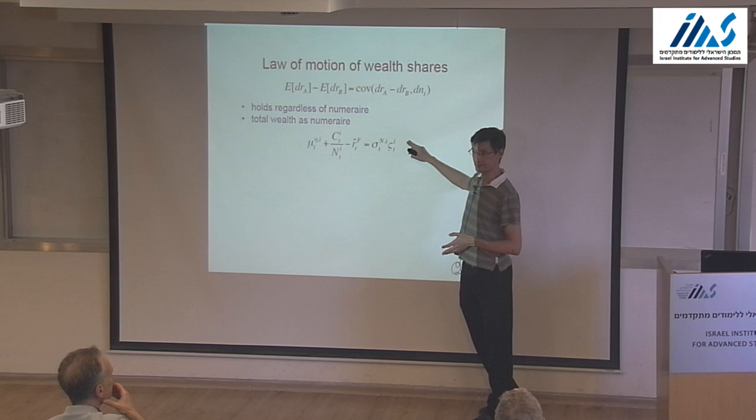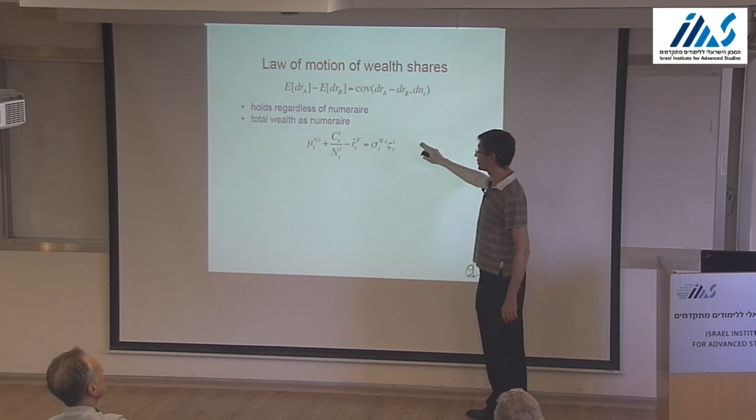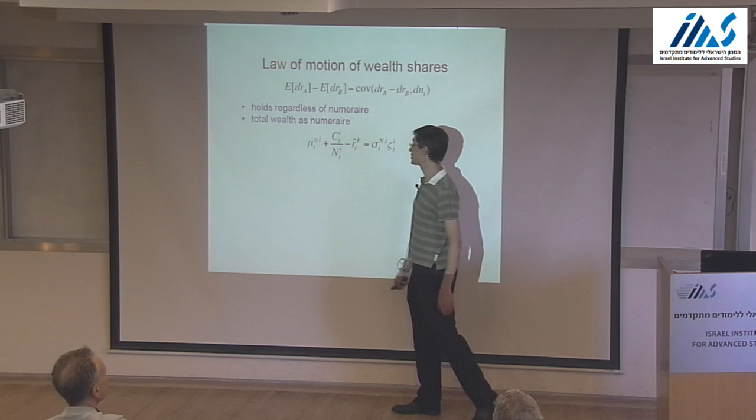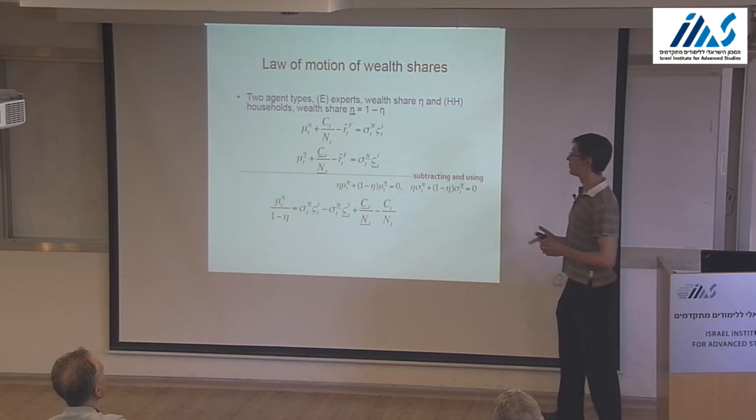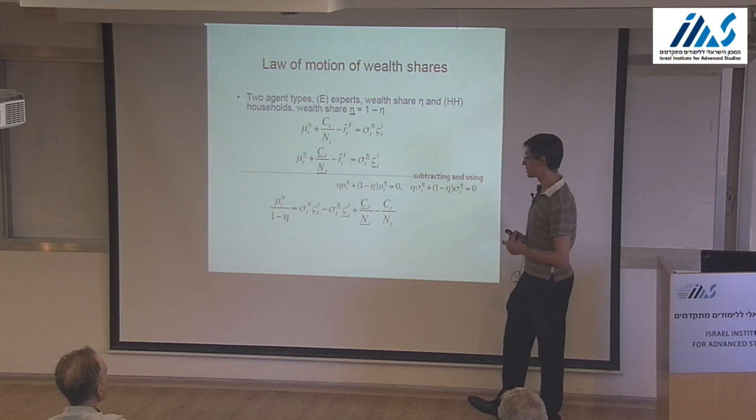And how do you get the wealth shares? Well, if you have 10 agents, then you have 10 equations like this. And these are your unknowns, and there are 9 of them because the drifts of wealth shares add up to 0, plus 1. So you have as many equations as unknowns. And with 2 agents, you do it for experts, you do it for households, and then you use this condition that it all adds up to the constant wealth share of 1.